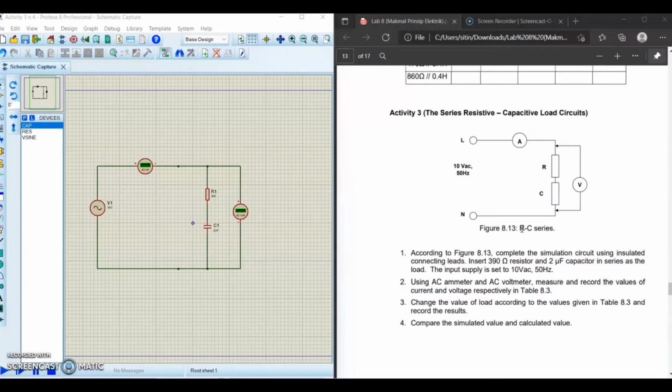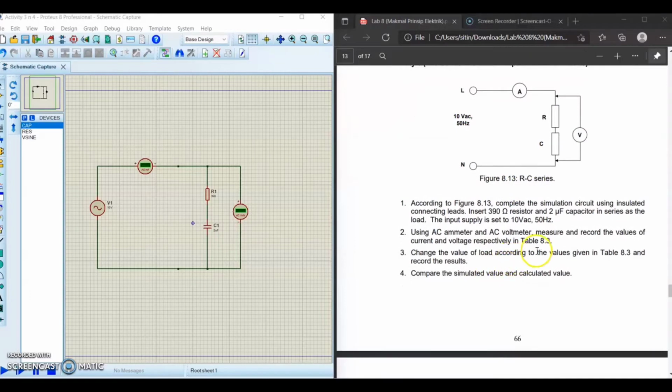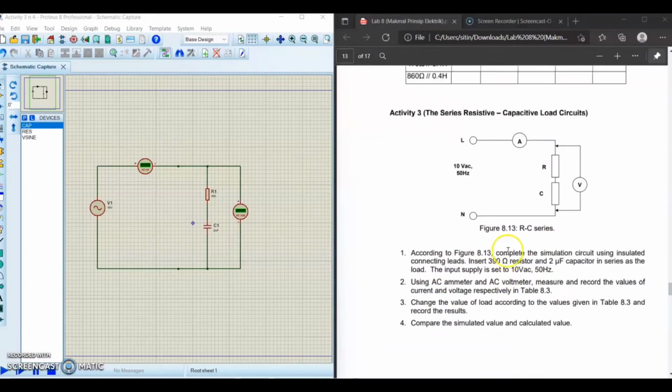Right now, I am going to explain about activity 3, which is the series resistive capacitive load circuit. So here is the figure for the RC series circuit. It needs us to measure the value of current and voltage for the RC circuit.